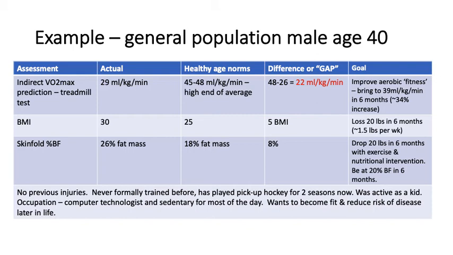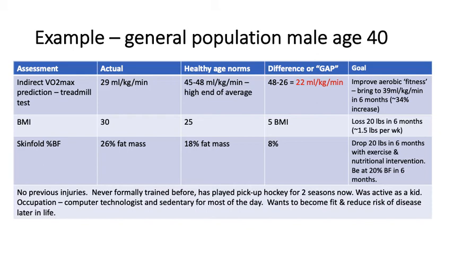Now let's look at his BMI, body mass index, which isn't a great indication of his overall health, but it is okay for our purposes for this gap analysis. His actual is 30 BMI, healthy age norm is 25, so a difference or the gap is 5 BMIs.